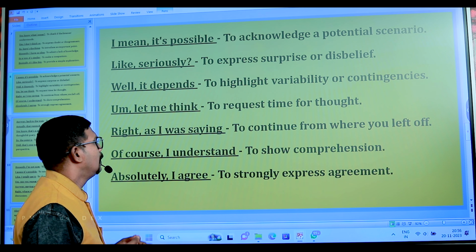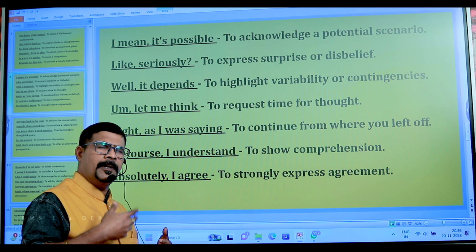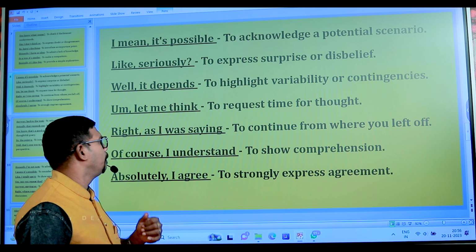Let me think, to request time for thought. Let me think, let me recall, or let me think on the particular topic, and then you give your answer.